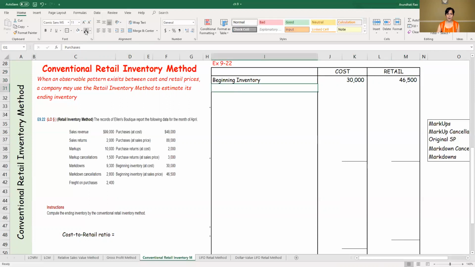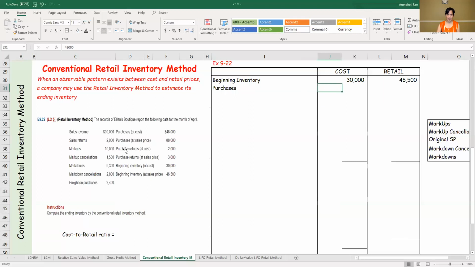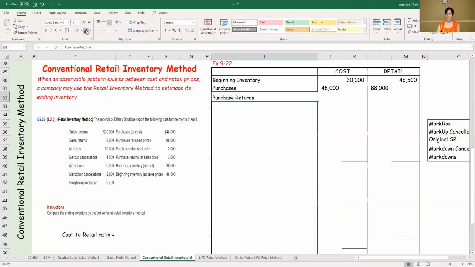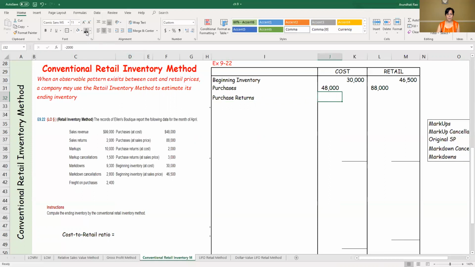The next I'm going to list is purchases. My purchases, I'm putting in the inside column. At cost is $48,000. That's a number over here. And at retail, the selling price is $88,000. These numbers are given to me. Next, I'm going to list any purchase returns. Purchase returns in this case are $2,000 at cost and $3,000 at retail. The reason I'm subtracting these over here is because once I return it, it's no longer available for sale.